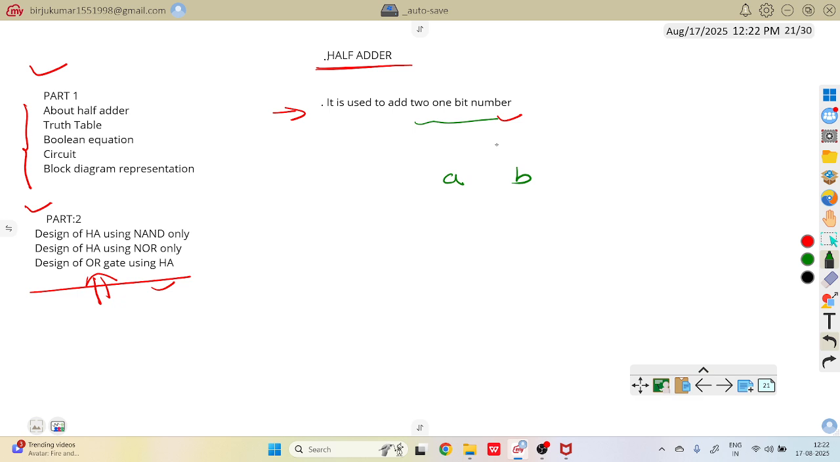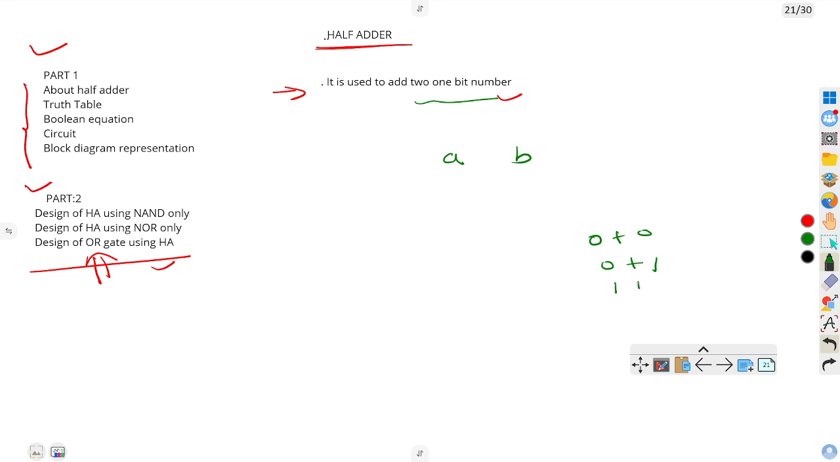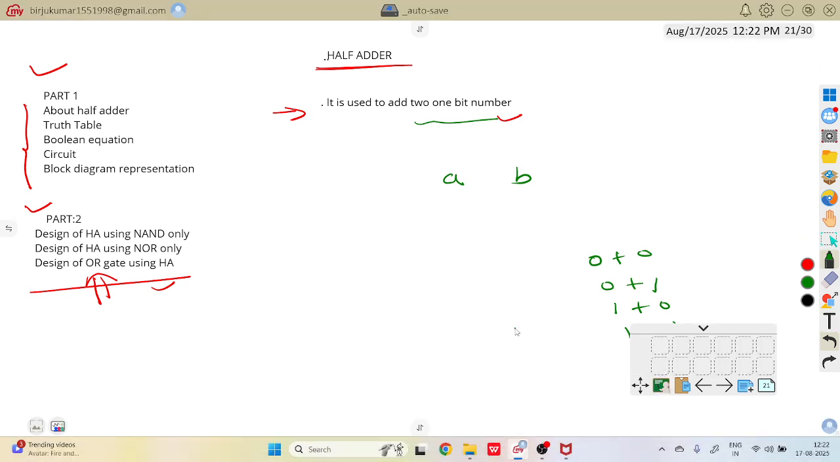But before going to the truth table, here I will discuss: do you know about binary addition? Because here we will need binary 0 plus 0, 0 plus 1, 1 plus 0, and 1 plus 1. Just this thing I am explaining here. Do you know this thing?